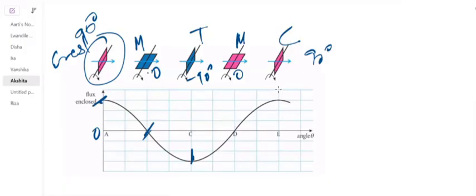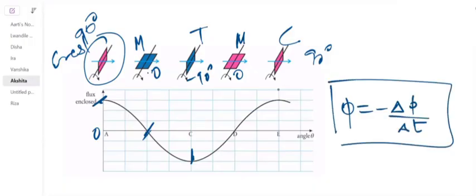Yes, ma'am. First, let me explain you the ABCD position. It is nothing but EMF equals to minus d phi over d t. The graph is for this. When the maximum flux density is enclosed but the rate of change is 0, you will have 0 gradient here. Maximum flux is enclosed in this direction. When no flux is enclosed but the rate of change of flux is maximum, this is B position. When maximum flux is enclosed but the rate of change is again 0.